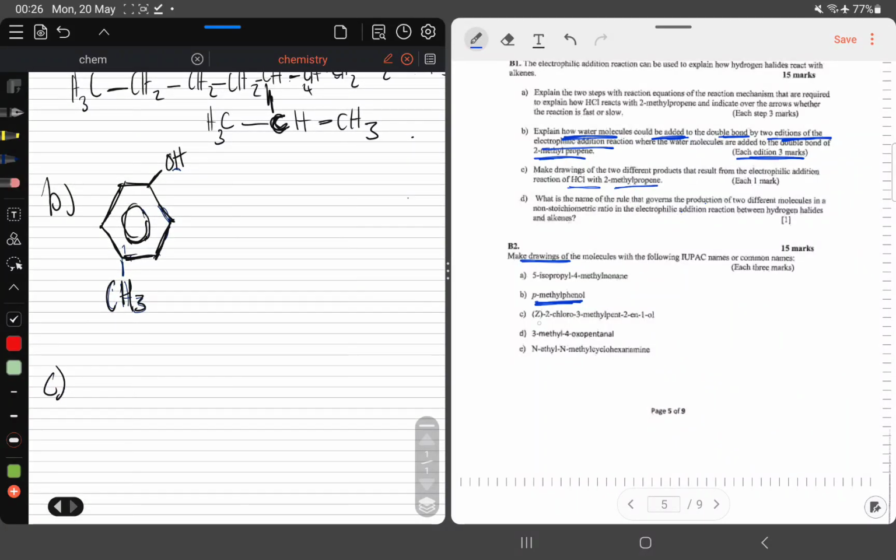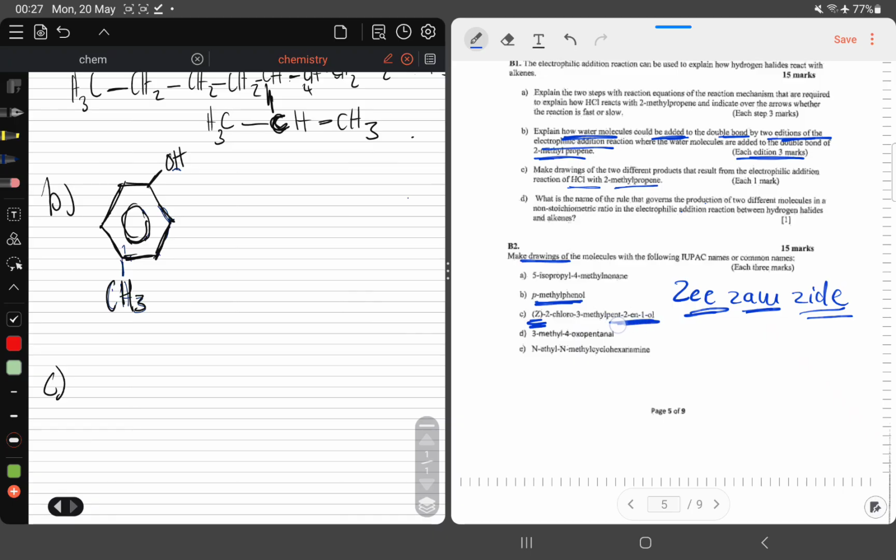Number C says we have a Z. Remember Z, when we say Z, same side. So that means the priority groups, the guys with the high weight, are going to be on the same side of your double bond. Let's see what we are going to have.